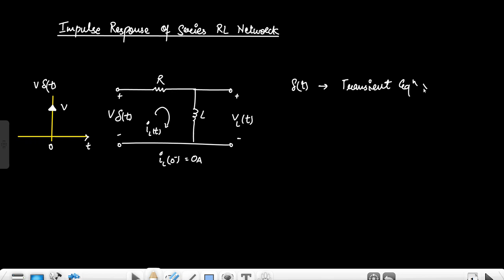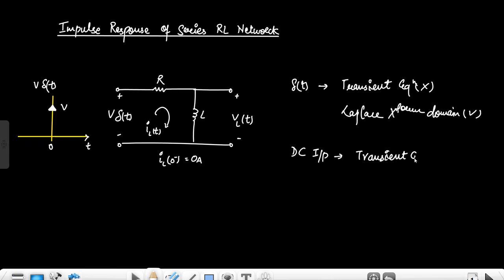Here we have to go with the Laplace transform domain, because the transient equation is only valid when the input is a DC input. It should be a constant supply. So for DC input, the transient equation is valid. That's why here the transient equation is not valid, right?